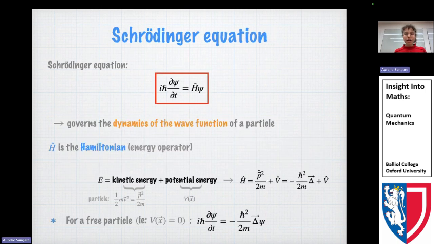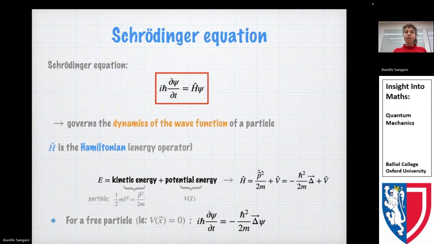And I'm going to end my session by introducing you to the Schrödinger equation, which I want to call the master equation in quantum mechanics. It really is the key equation in quantum mechanics. And this equation governs the dynamics of the wave function of a particle. So the dynamics is just essentially the evolution in time. So the Schrödinger equation governs how the wave function associated to a particle evolves in time.